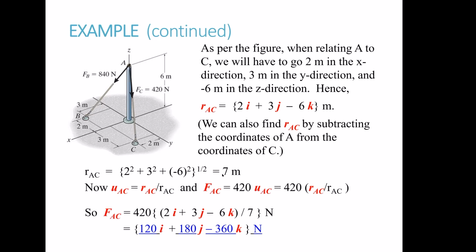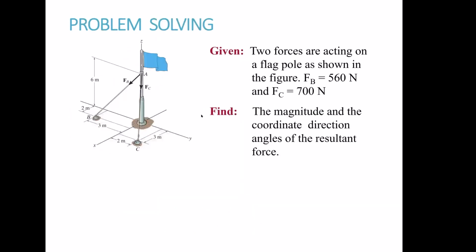Then we can find the magnitude, and we just use our formula, which is the vector RAC divided by its magnitude. What we recognize is that this force vector is in the same direction, so UAC is both the direction vector for the cable and for the force, because it's acting along the cable. So we just do the math, and this is our final result in the Cartesian coordinate system.